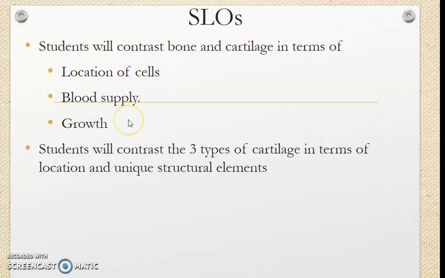So, we're now going to contrast cartilage and bone in terms of location of cells, blood supply, and growth. And we'll start with the cartilages. I probably should have a different objective for them. You will contrast the 3 cartilages in terms of location and unique structures.